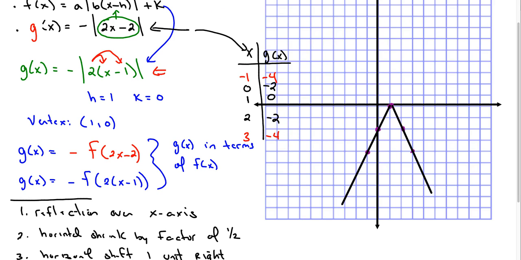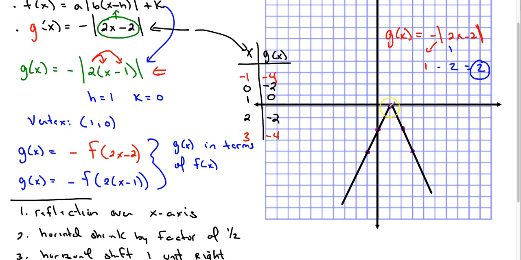You don't have to do a chart if you don't want to. You could look at the function here. We got g of x is equal to negative absolute value of 2x minus 2. Okay. The coefficient here is 1. The coefficient here is 2. 1 times 2 is 2. So the slope is 2.